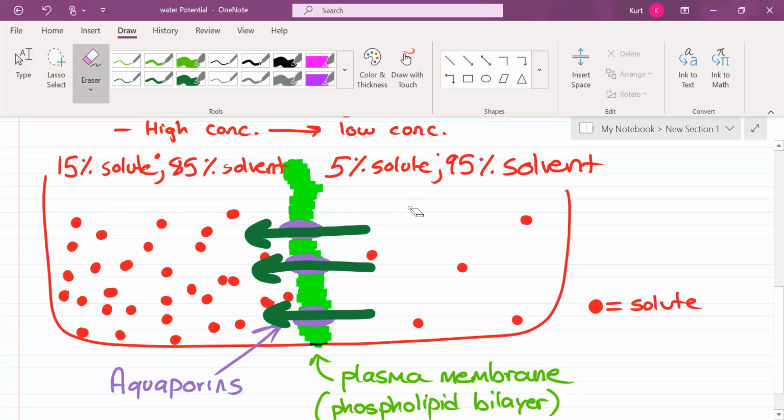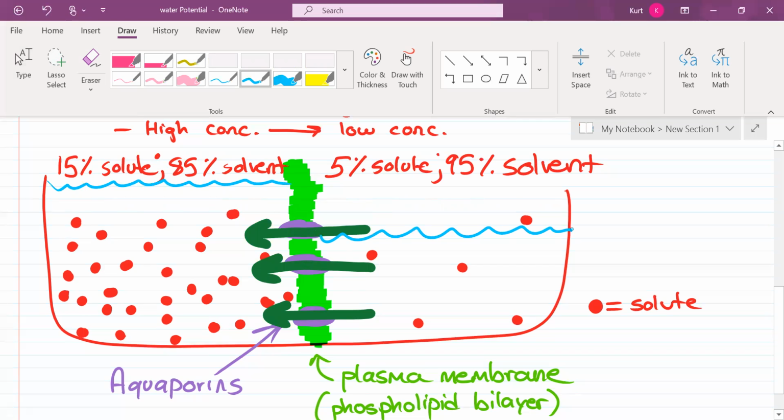So here's what happens first, guys. The water levels actually change. This water level is going to elevate. This water level is going to decrease. And when that happens, you'll have an equilibrium achieved. So we have 10% solute, 90% solvent, 10% solute, 90% solvent. And there you have it. Both sides are equal.